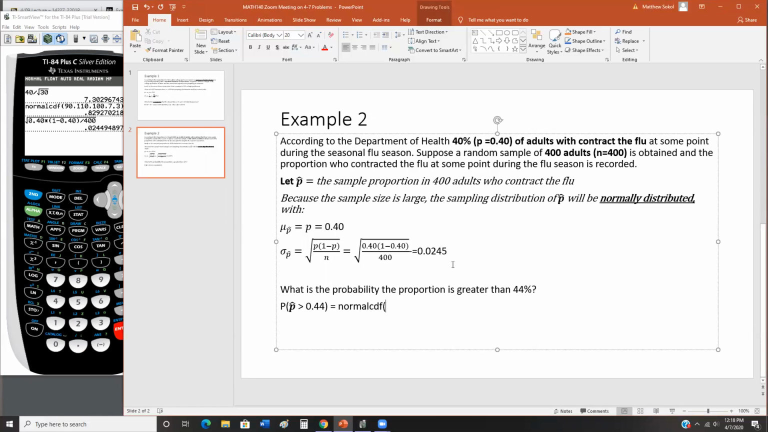So I want to be greater than 0.44. So that's the lowest value. And then what you're going to do, because you want to be greater than, you're going to put some ridiculous number like 99999, comma, the mean, which is 0.40, comma, and then the standard deviation here.